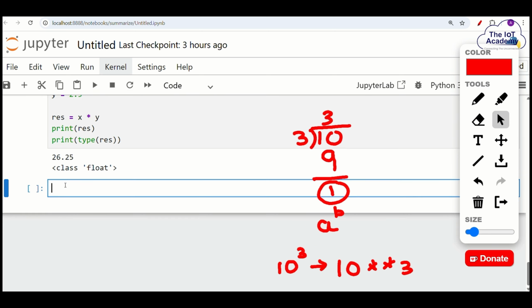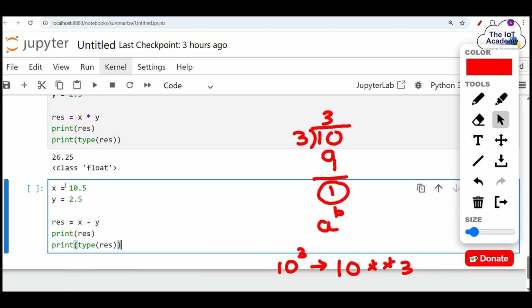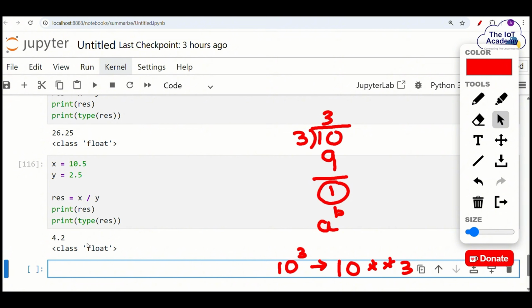All right, so 10.5 multiplied by 2.5, the answer is 26.25. Okay, and also we can do the float division just like we did on the top. So let's start with the regular division first. So 10.5 divided by 2.5, the answer is 4.2. Okay, so far so good.